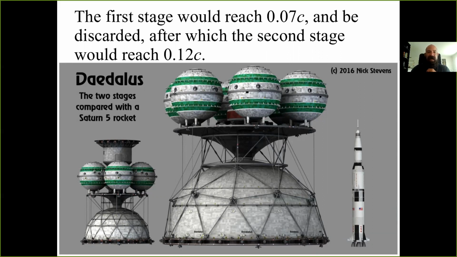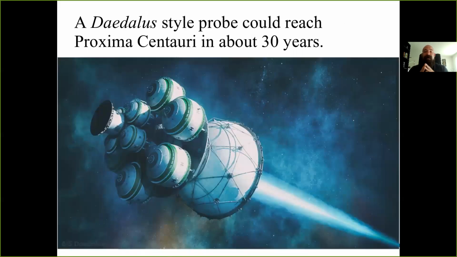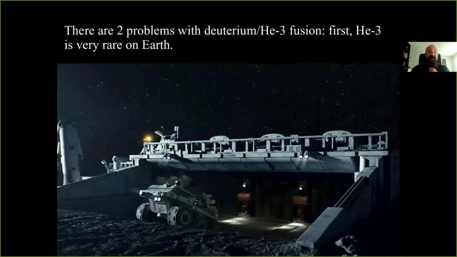So this thing would have been an absolute beast and extraordinarily expensive to build, and it wouldn't even have been able to carry human beings to another star. So you can see why we haven't done it yet. But it would be able to reach Proxima Centauri in about 30 years, which is pretty good. It's pretty fast. Now there's other problems with fusion.